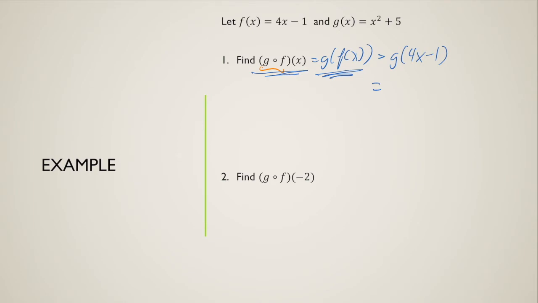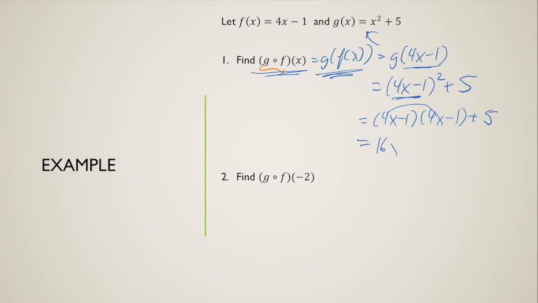So I would get 4x minus 1, substitute that in. 4x minus 1 squared plus 5, right? And then we need to FOIL this out. 4x times 4x, that is 16x squared, minus 4x, minus 4x, plus 1, plus 5. So I would get 16x squared minus 8x plus 6.